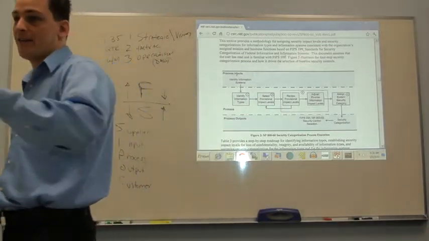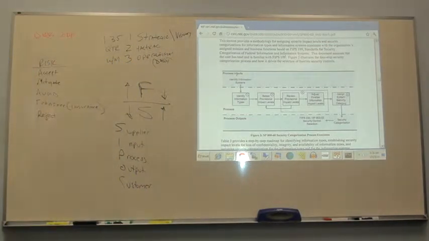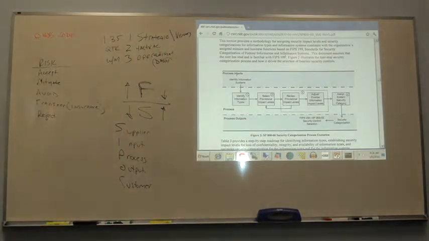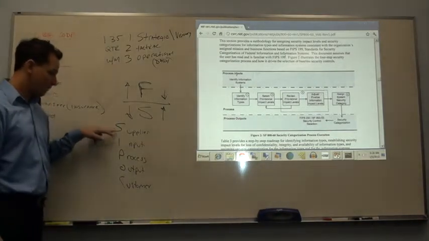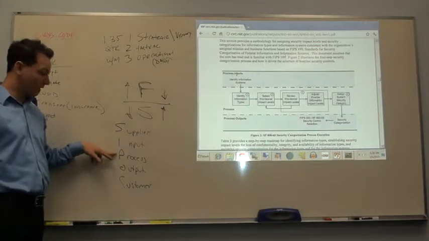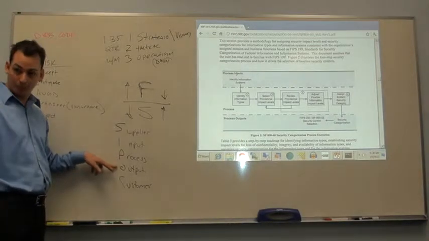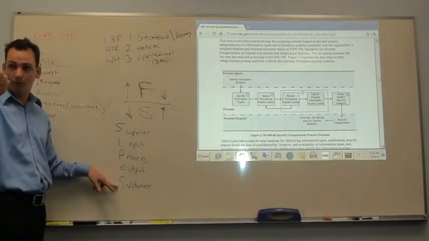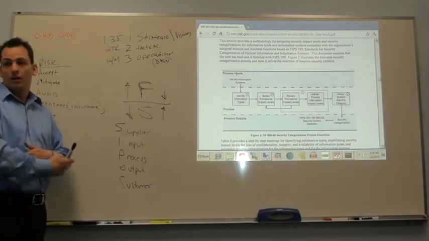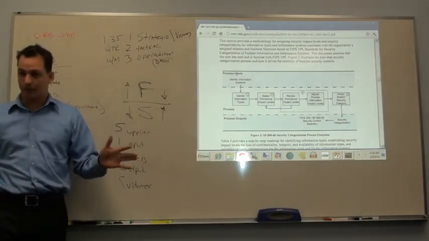So if I were to give this marker to you, ma'am, and then I say pass this to the back row, the supplier was me. I inputted you. The process was give it to somebody else. The output was again the marker, and the customer was whoever you delivered it to. You can look at any process like this.